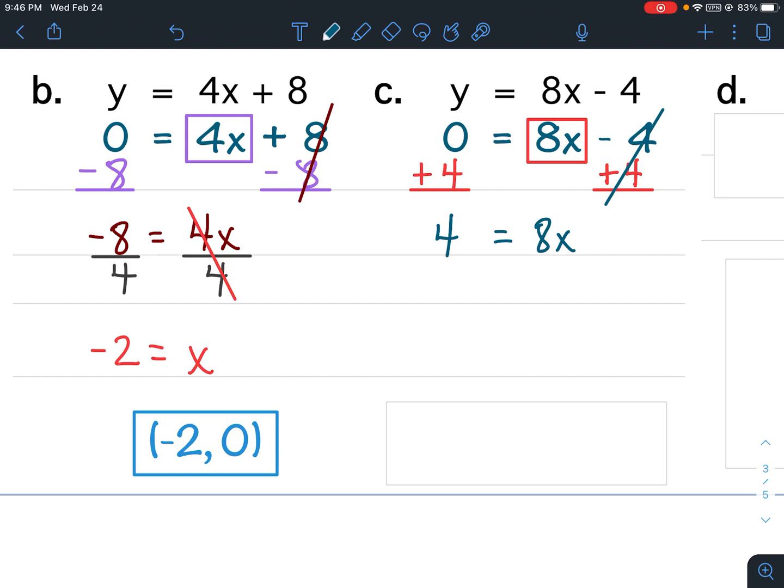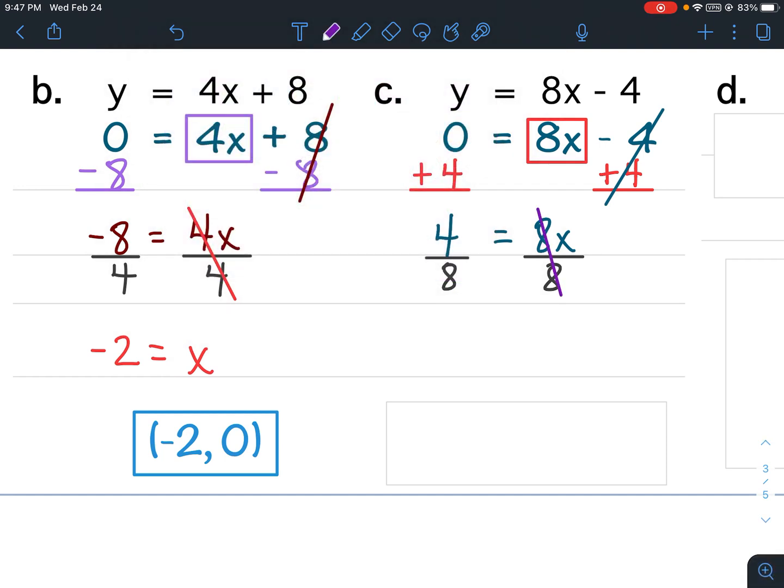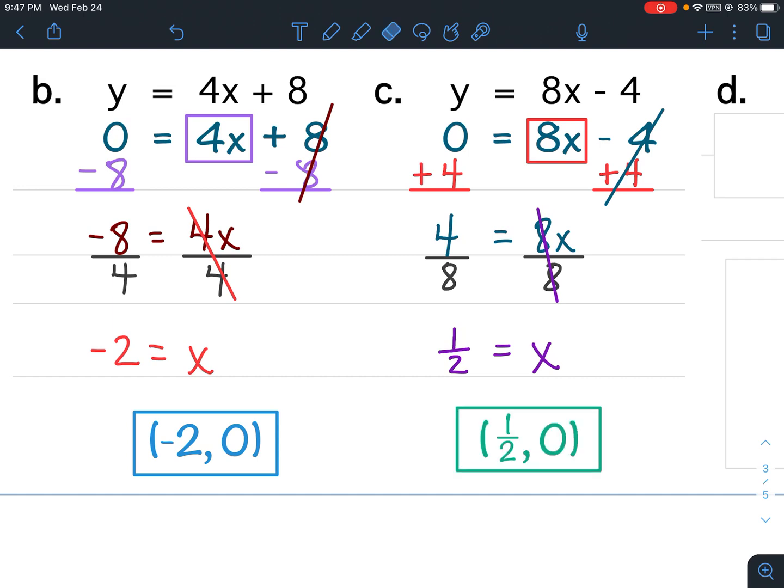And be careful here, you want to get rid of the number with the variable because we want to isolate the variable. So that means even though it's the larger number, I'm going to divide both sides by 8. You have this fraction here, which will reduce to 1/2. So x equals 1/2. What is the ordered pair? 1/2, 0.